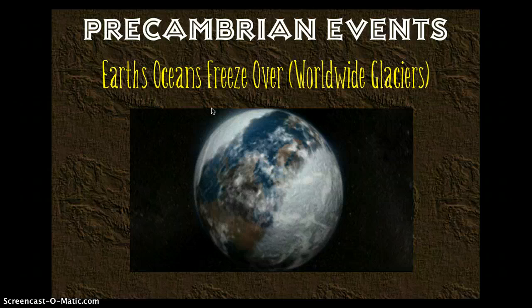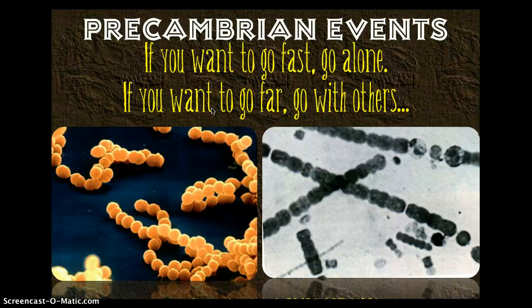All right. Also during the Precambrian, shortly after the Great Oxygen Catastrophe, we have the Earth's oceans freezing over. There's evidence that would suggest that we had glaciers even at the equator at that point. And so the whole planet nearly froze over. It was a catastrophe, really, of sorts.